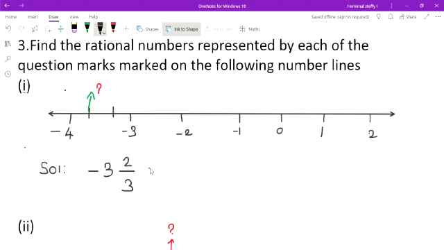Then this is in the form of a mixed fraction. Then I am going to change it to an improper fraction, because we can change a mixed fraction into an improper fraction. Now 3 threes are 9, 9 plus 2 is 11. So the numerator is 11 over the same denominator. So this question mark represents the rational number minus 11 by 3.